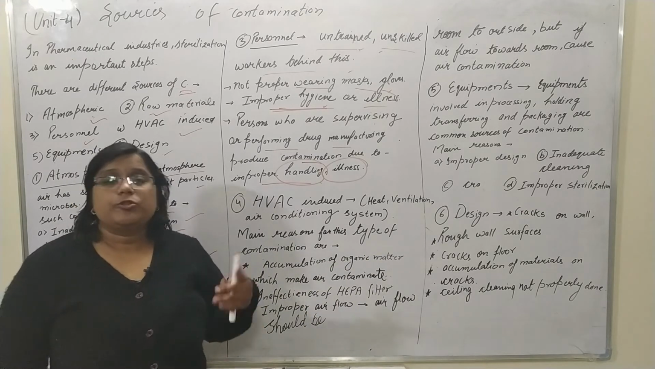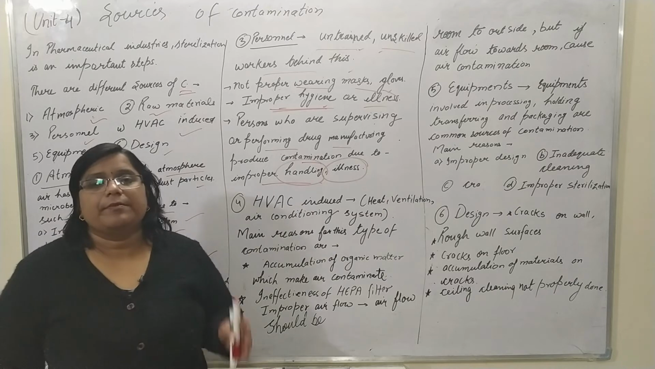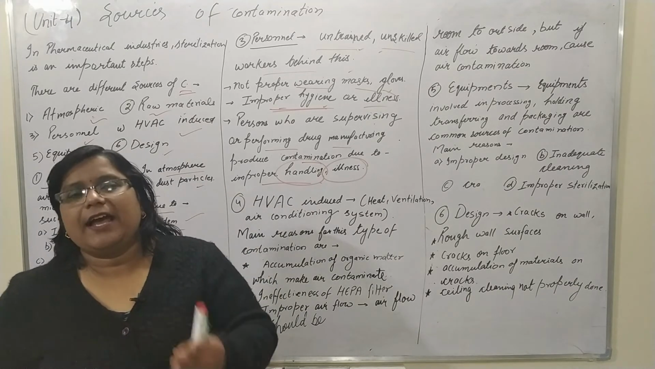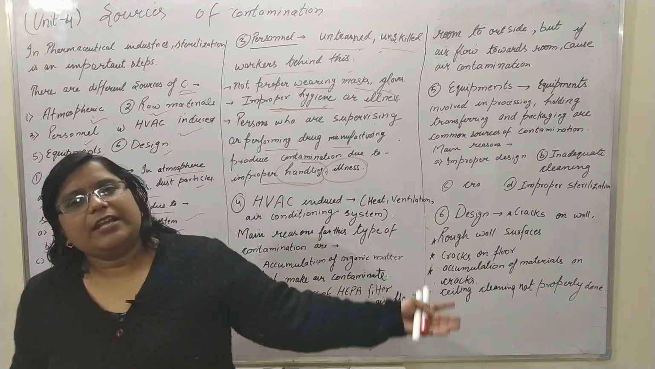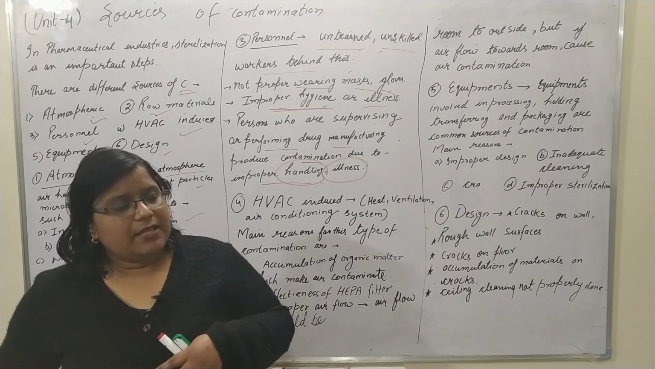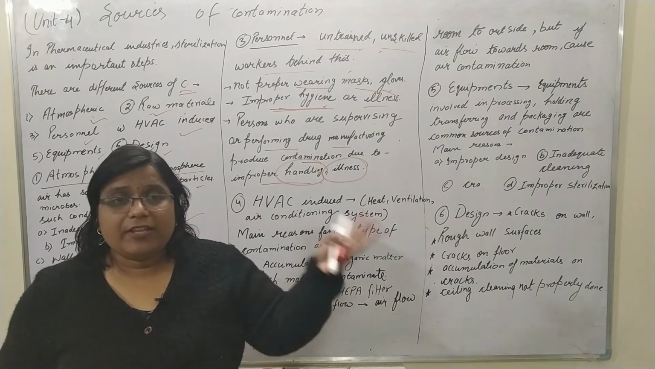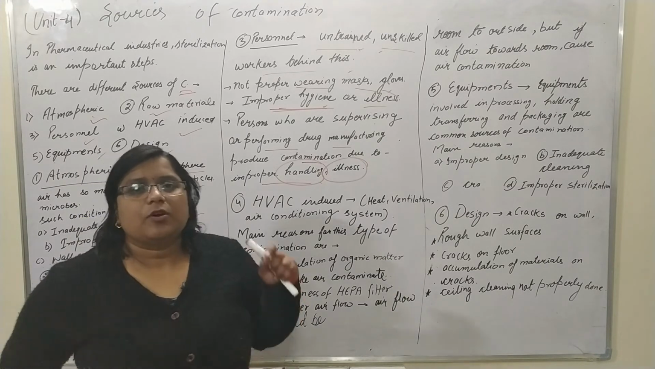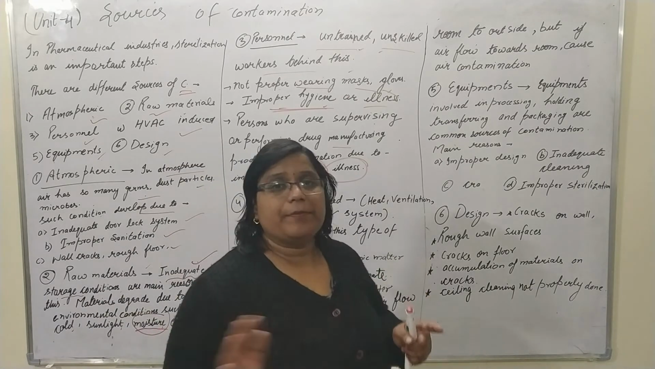But due to improper ventilation, maybe the air pressure will fluctuate, maybe the aseptic area has low pressure, so automatically air comes towards the aseptic area. If the air comes towards the aseptic area, it will bring the germs, or it will contaminate, and may contaminate our product.